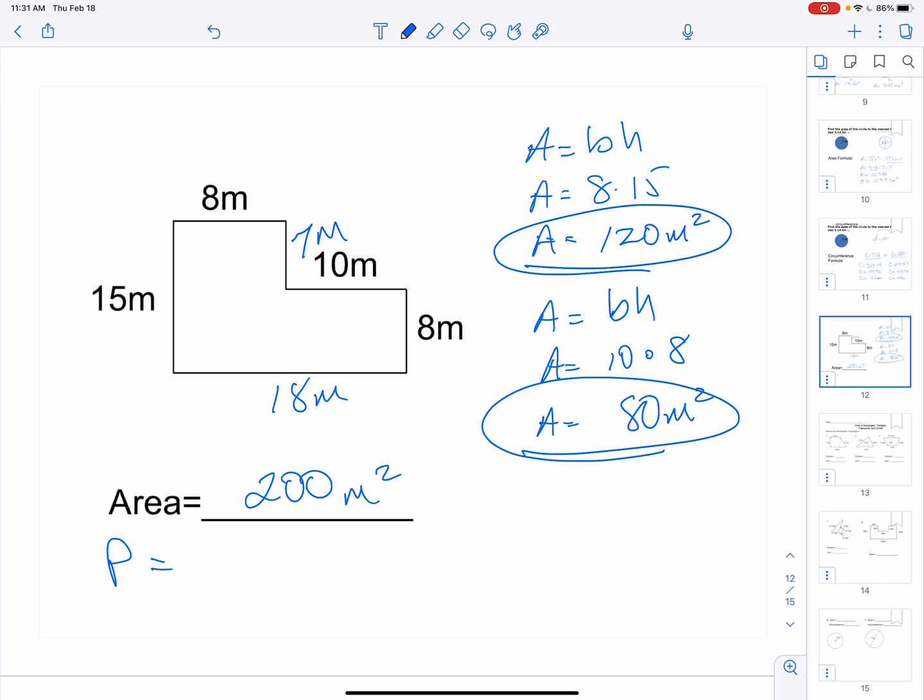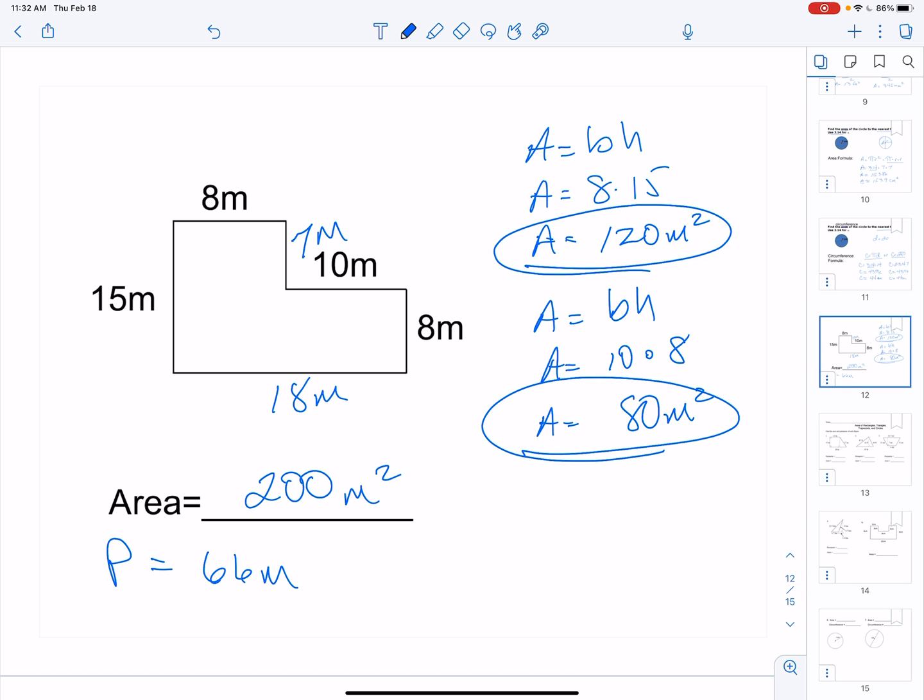Now, with that in mind, I could actually find the perimeter. I could do 15 plus 8, which is 23, plus 7 is 30, plus 10 is 40, plus 8 is 48, plus 18 is 66 meters, if I did my math correctly. So we just sometimes have to find all the missing pieces before we can actually find its perimeter.